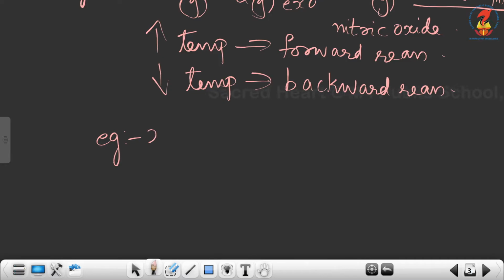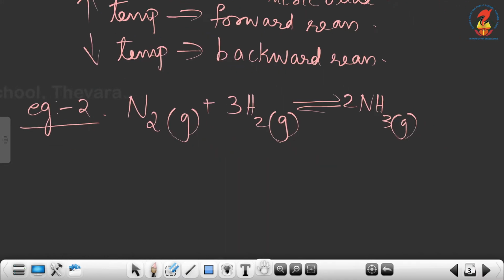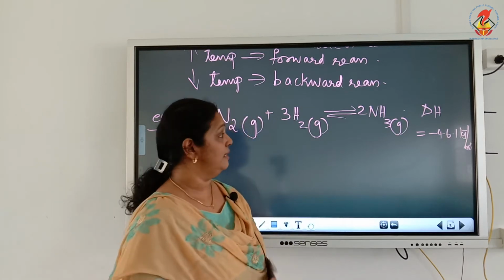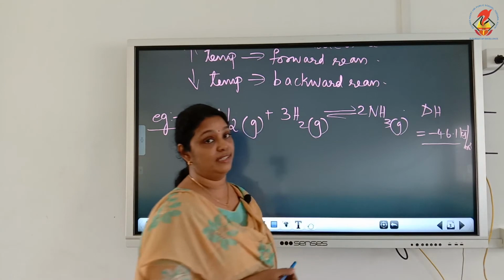Now the second example to study the effect of change of temperature. Example 2 is again the formation of ammonia. Nitrogen gas plus hydrogen gas in equilibrium gives ammonia gas. The value of delta H for this reaction is minus 46.1 kilojoule per mole. You can see the delta H value in this case is negative.